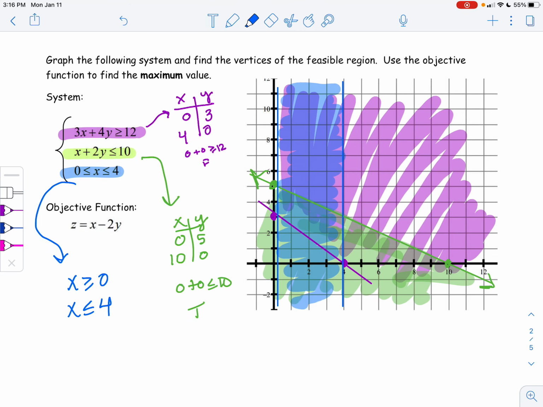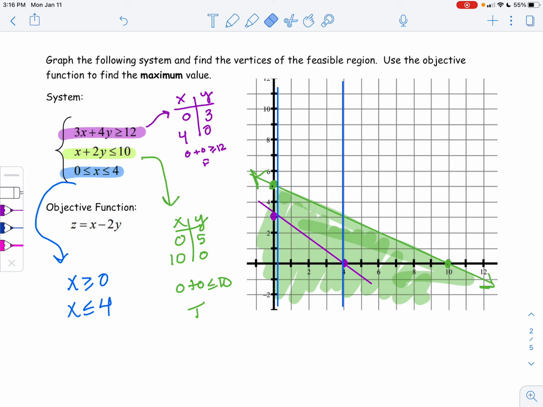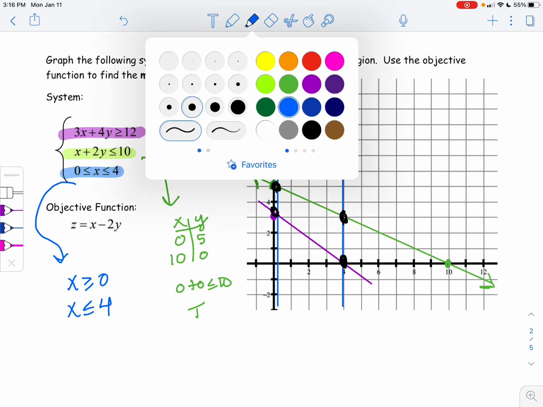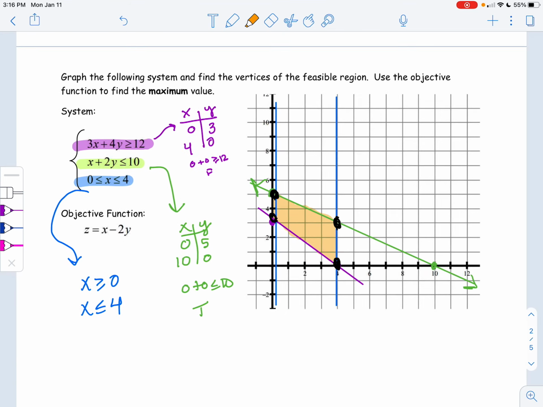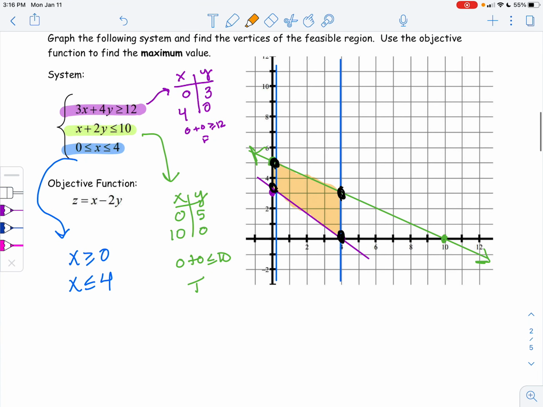And I can kind of now see where this shape is. It's a quadrilateral. It's a 4-sided shape here. I can see my vertices. Okay, I'll color that in. This would be my feasible region. Okay, so we've graphed, we've shaded, we found the feasible region.